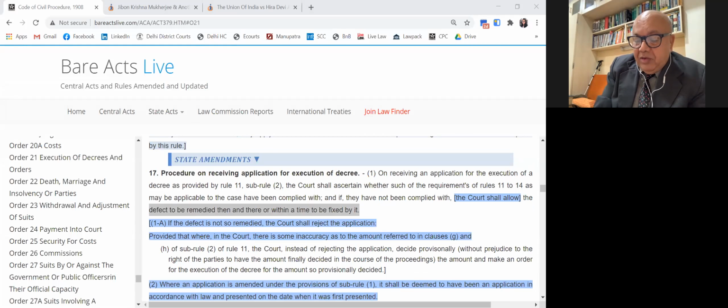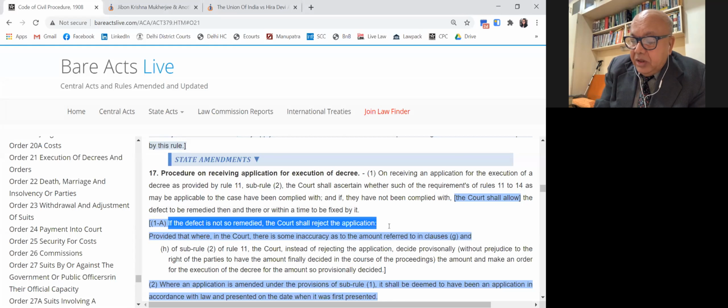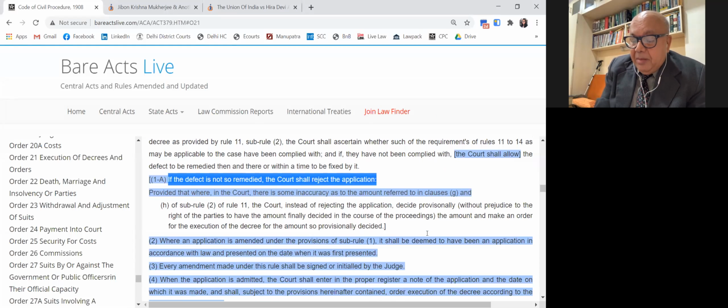See, sub-rule 2 speaks of where the application is amended. Under 17.1, you file the application complying with the requirements of Rules 11 to 14, which we discussed right now. If there is a defect, remedy the defect under Rule 1A. Otherwise, the application will be rejected. Provided the application has some inaccuracies, decided in the court, amount decreed so and so, make an order for execution of the decree. So all the inaccuracies you have to remove. Then sub-rule 2 permits the amendment of the application.